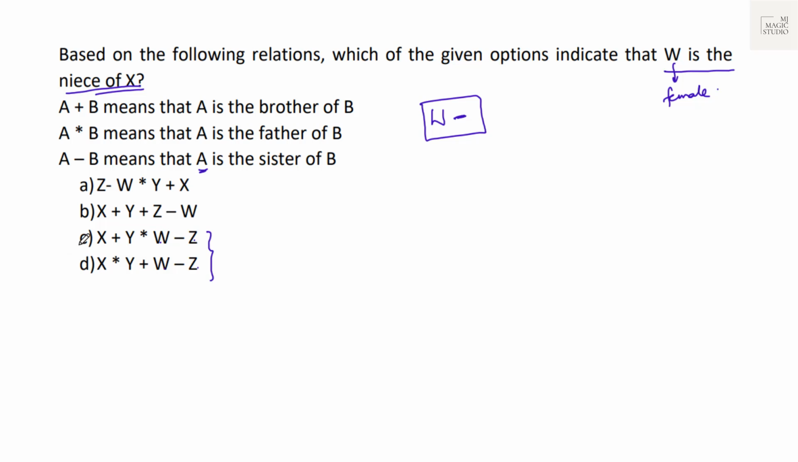Okay, if we go with option C, X plus Y. X is brother of Y. Done. We don't know the gender of Y. Y star W: Y is father of W. Y is male and he is father of W. Now W minus Z means W is sister of Z. W is female and sister of Z. That means W is daughter of Y. Y is brother of X. That means W is niece of X. Done. Got it? Option C.